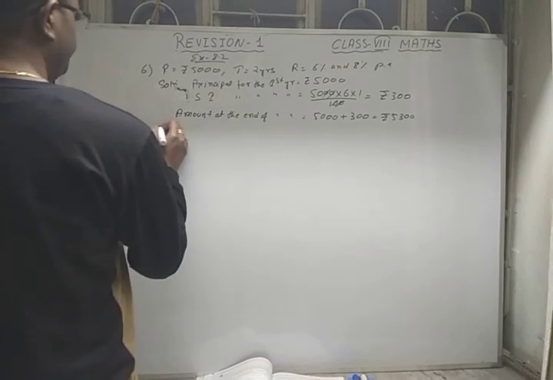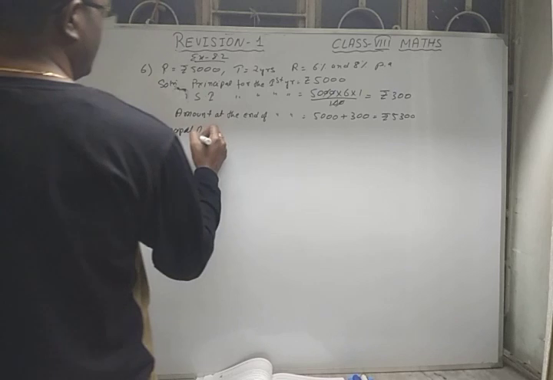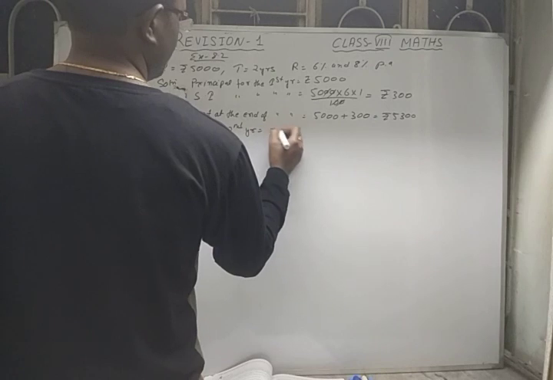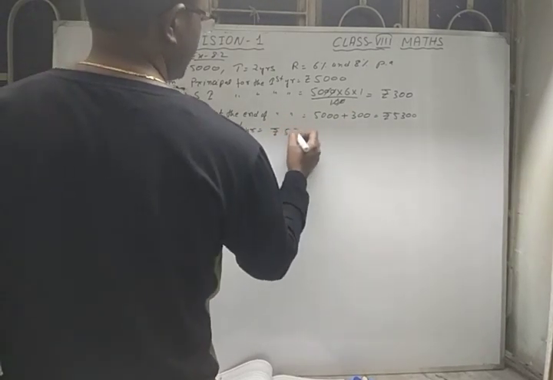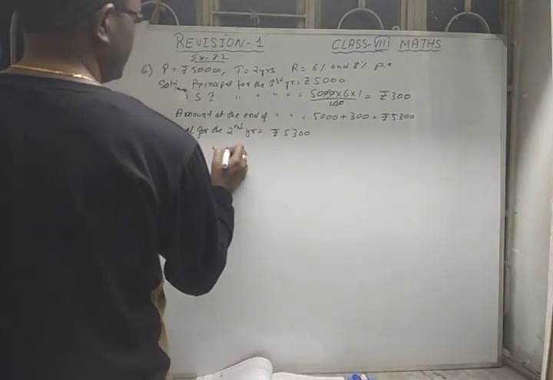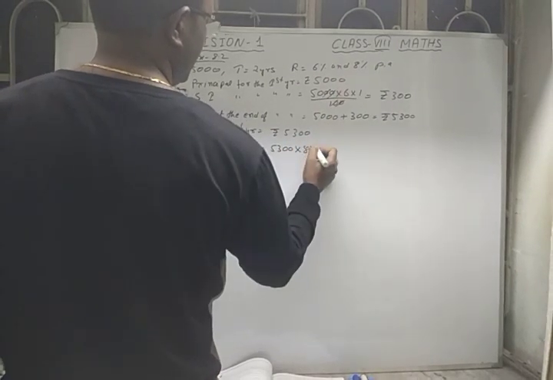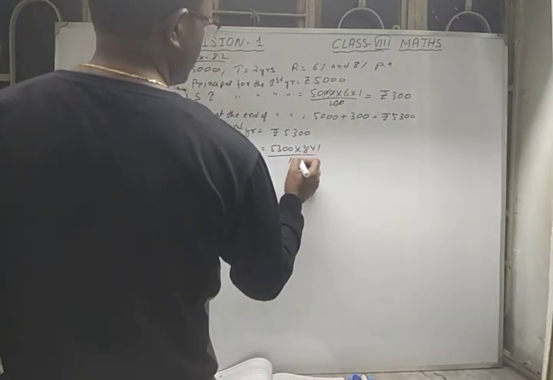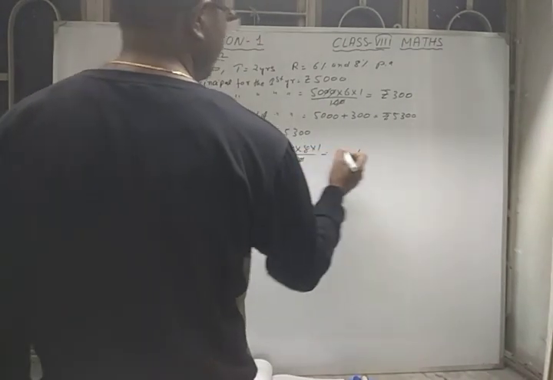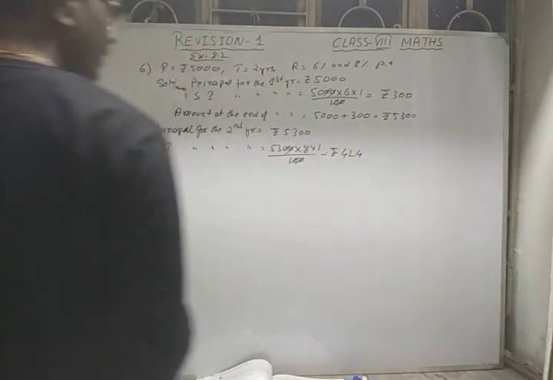Now the principal for the second year is equal to the amount at the end of the first year, that is rupees 5,300. Now SI for the second year is 5,300, P into R, 8%, into time 1, by 100. So 0 0 again cancelled. 8 3s are 24, 4 carry 2, 8 5s are 40 plus 2, 42. So 424 is the SI for the second year.